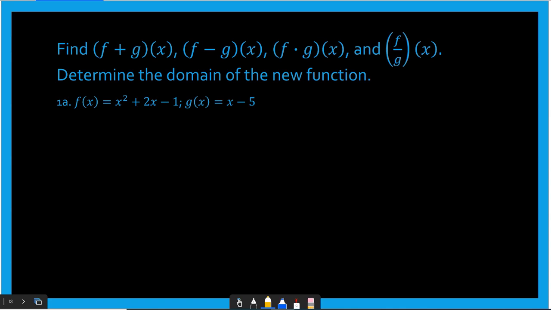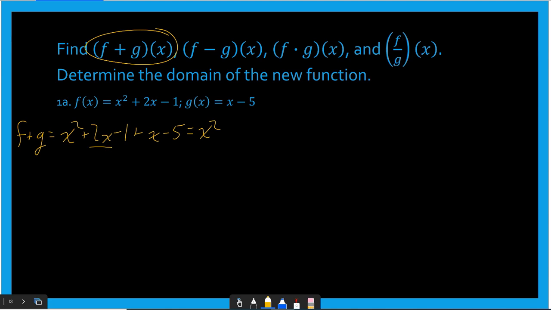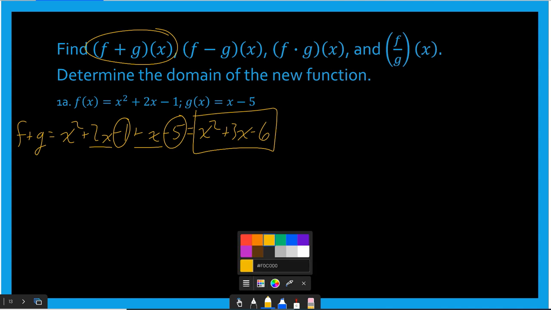Let's start by reviewing our basic function operations. So let's start with f plus g of x. So f plus g is going to be x squared plus 2x minus 1 plus x minus 5. So all we have to do is go through and combine like terms. We just had the x squared, then we have 2x plus x, so that gives us 3x, and then we have negative 1 and negative 5, so that's going to be negative 6. So f plus g of x is going to be x squared plus 3x minus 6.